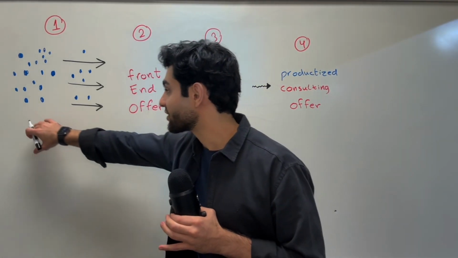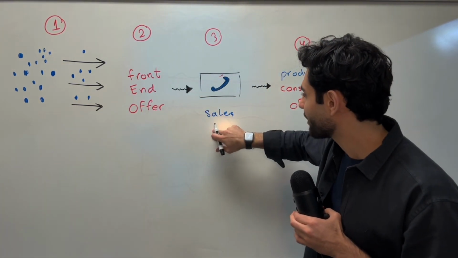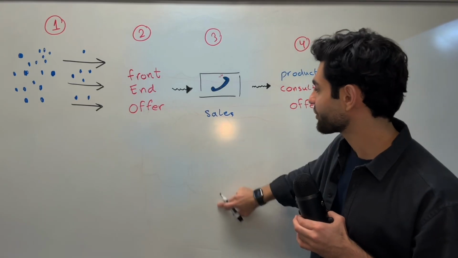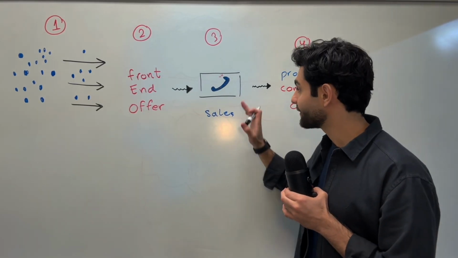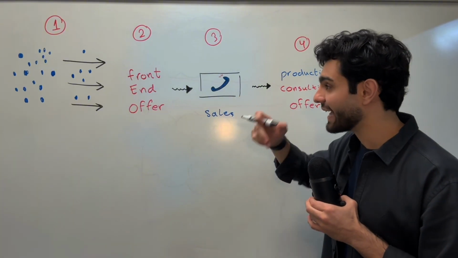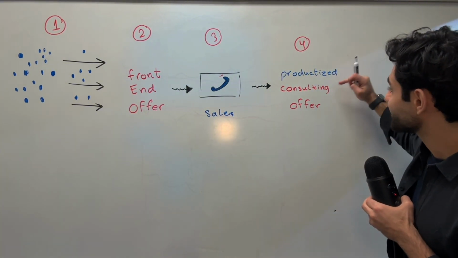Okay, so now we have a source of eyeballs, we have a front-end offer to get them interested, and then we have them on a call, and we go through the proper steps to structure that sales call. And then what happens next? Like in the pitch section, how do you actually convince them or get them interested in actually working with you and paying you real money? Now, here's where a productized consulting offer comes in.